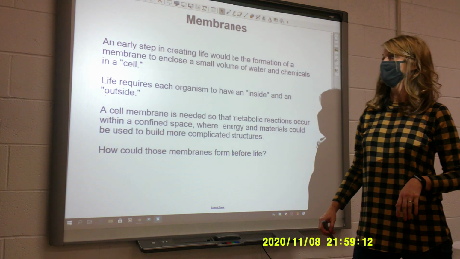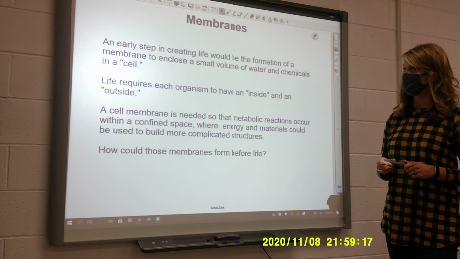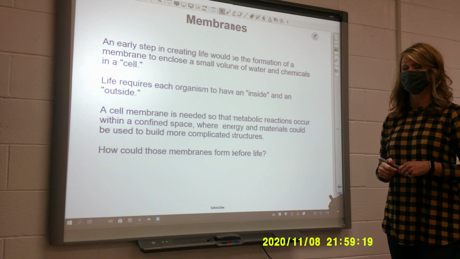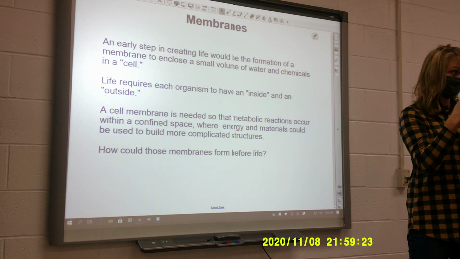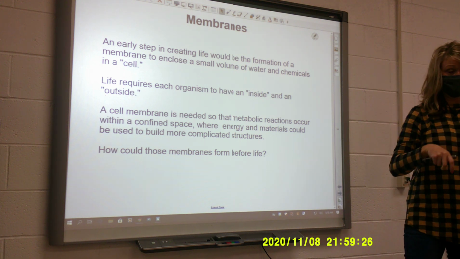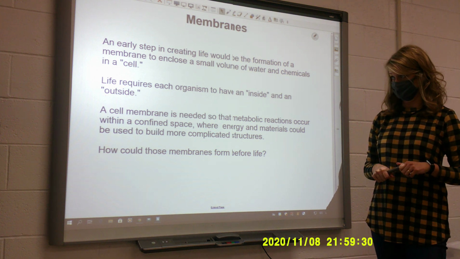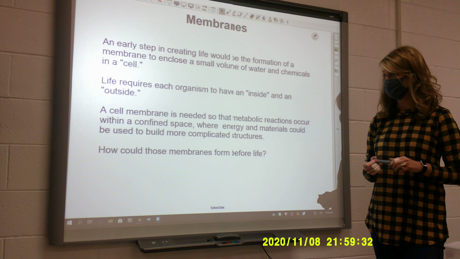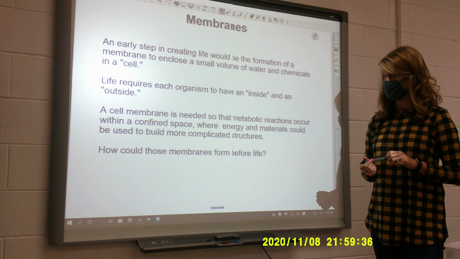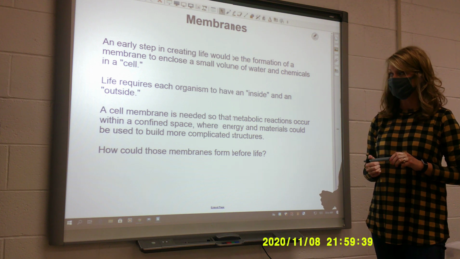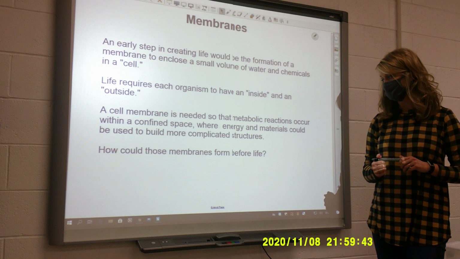Membranes. An early step in creating life would be the formation of a membrane to enclose a small volume of water and chemicals in a cell. Remember, all cells have a cell membrane around the outside, to let some stuff in and some stuff out. Life requires each organism to have an inside and an outside. A cell membrane is needed so that the metabolic reactions occur within a confined space, where energy and materials could be used to build more complicated structures. How could those membranes form before life?